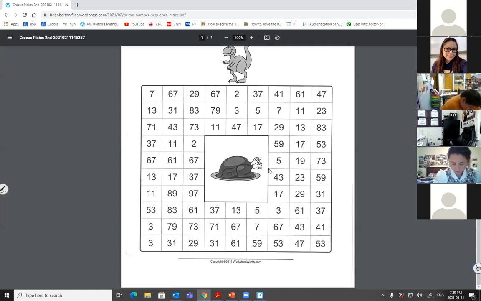I missed the instructions. What should we do? Try to get to the turkey. But how? Okay, so we start at the T-Rex there, right? If I'm understanding this correctly. So by the T-Rex, which one is a prime number there? Two. So go to the two. Going by the two, which one is a prime number? Is it three? Yes, so 3 is the next one. Which number by the 3 is a prime number also? 79, 47, or 5? So it is 5.